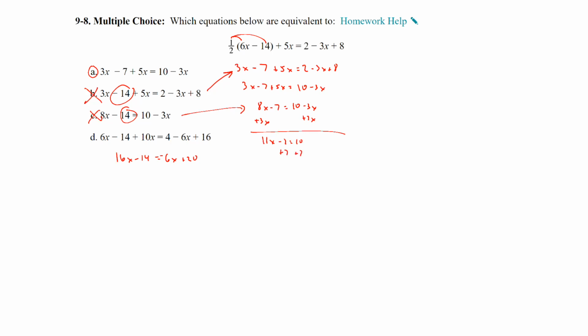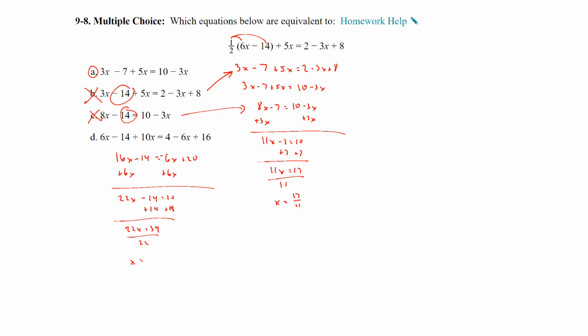Let's add the 7. And I have 11x equals 17. So let's add the 6x. It's going to give us 22x minus 14 equals 20. And then add the 14. So 22x is equal to 34. It doesn't appear to maybe be the same, but let's go ahead and finish this because this one actually is 17/11. It's already simplified, but there's a common factor in this one.